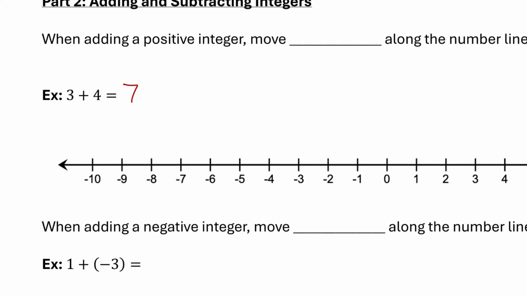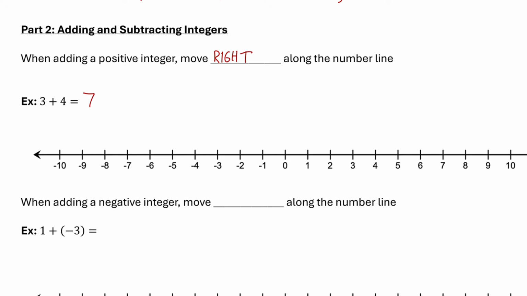But if we're going to use a number line when adding a positive integer, we want to move to the right along the number line. So to demonstrate why 3 plus 4 is 7, we start at 3 on the number line and then move to the right 4 units. And then you can see that brings us to 7, which is why 7 is the answer.